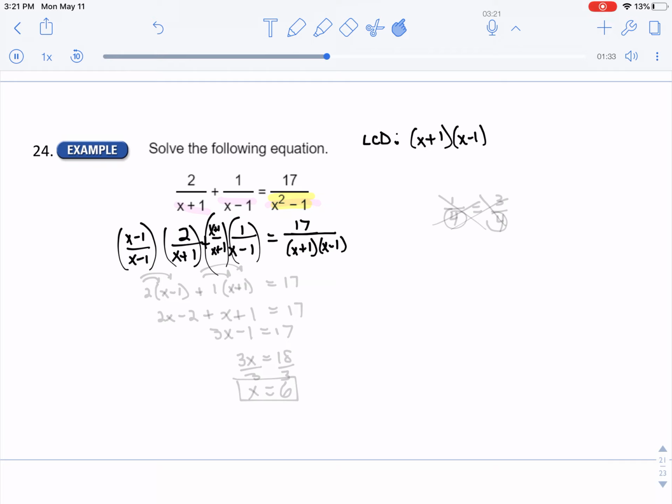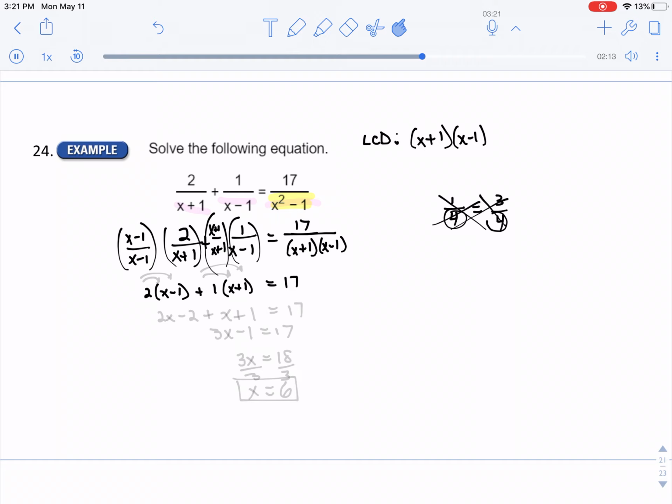So on the left, we've got 2 times x minus 1 plus 1 times x plus 1 equals 17. I'm not even going to write that common denominator because what we just did was get a common denominator. And remember that two fractions can only be equal if their numerators are equal when the denominators are equal. For example, is 1/4 equal to 3/4? No. If they both have a 4 on the bottom, then the tops both have to be a 1, or they both have to be a 3, so these two are not equal to each other.